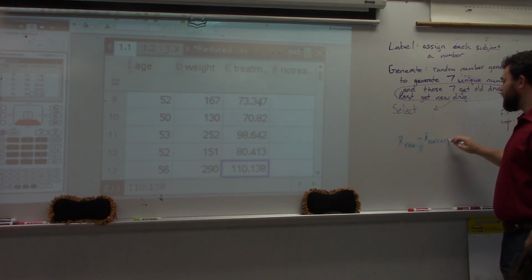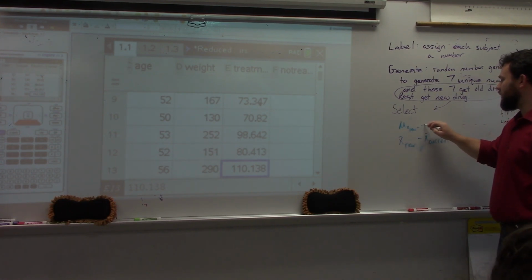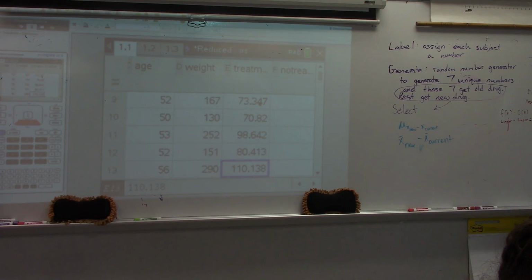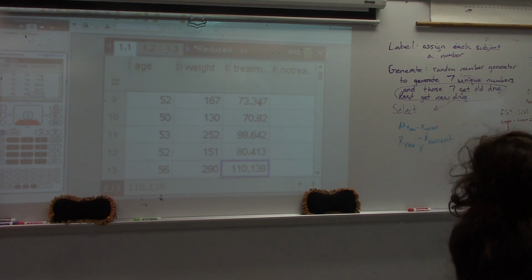So we're trying to estimate the new minus the current. That's what we're trying to estimate. But my question is, how can we quickly do that calculation? I don't want to go through the whole procedure. I ain't got time for that right now. What do I want to do? Calculator.